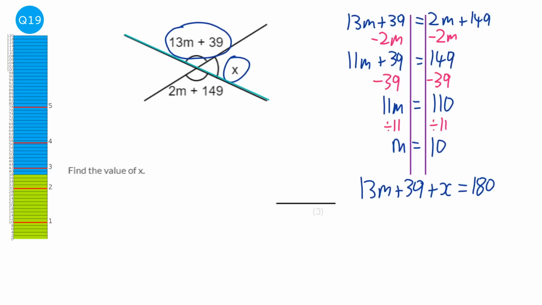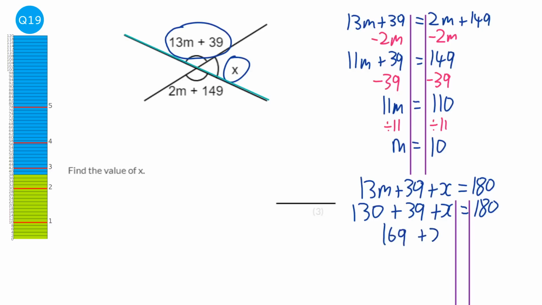So first of all we know what m is, so it'd be 13 times 10, which is 130, and then we can solve this. So let's get my solving lines in. And so that's going to be 169 plus x equals 180. And we're going to just take that away from both sides, the 169. So we've got x equals 11. So the value of x will be 11 degrees.